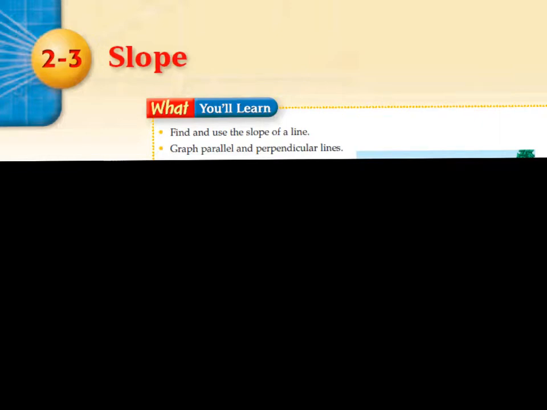In this lesson, we're going to look at how to find the slope of a line and how to graph parallel and perpendicular lines.